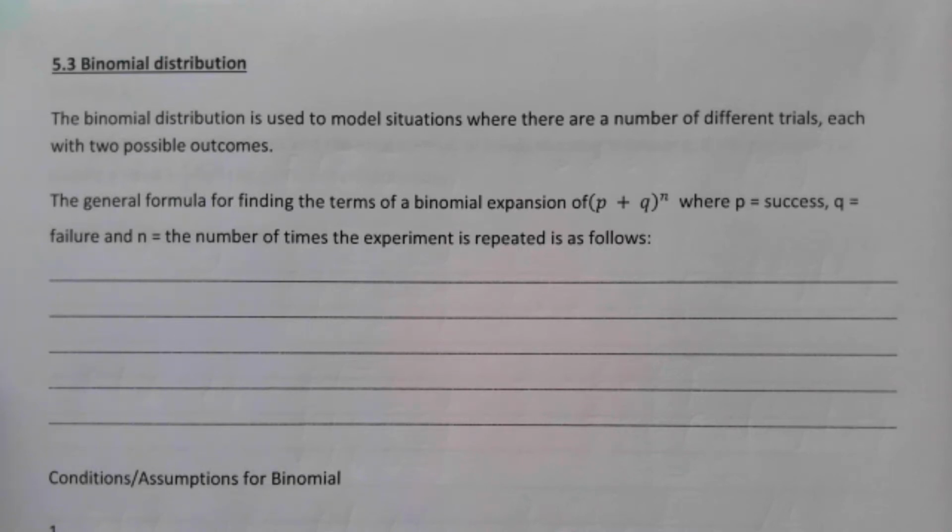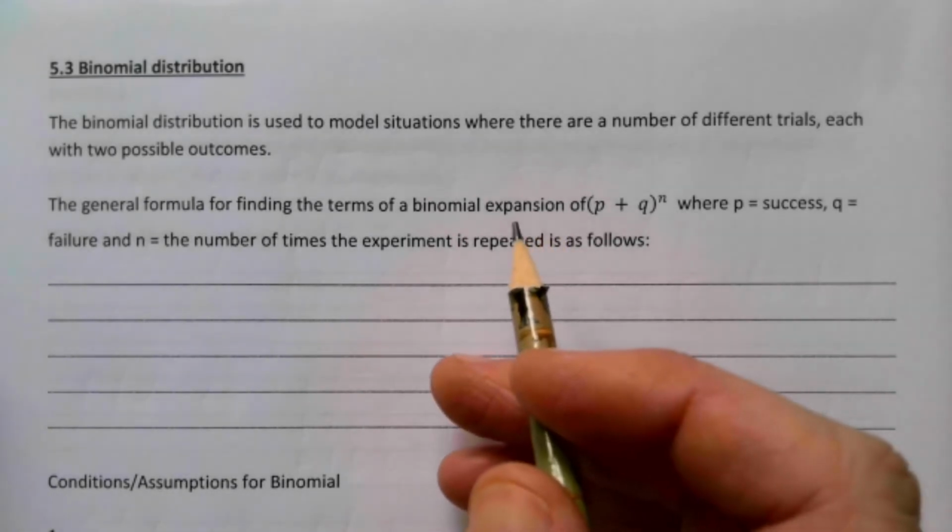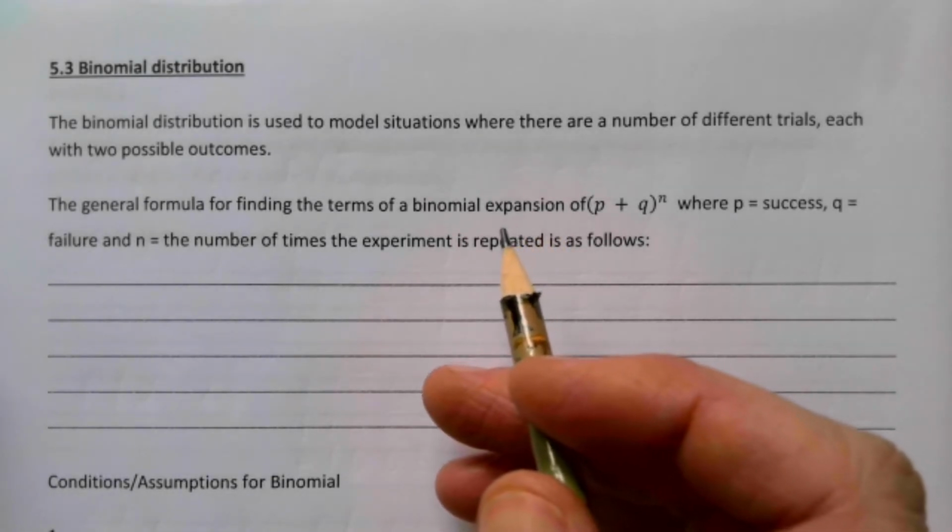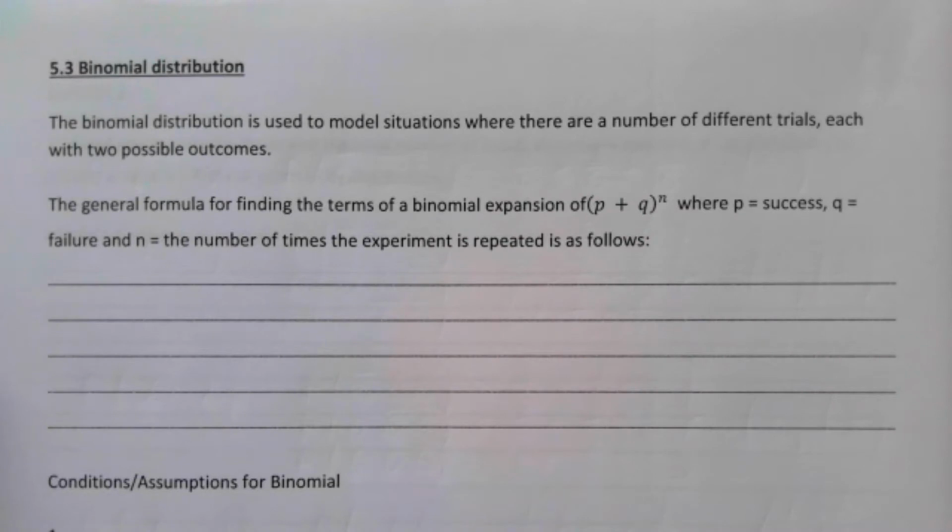This is AS Stats. We're in Unit 5, the binomial distribution, and this is 5.3. We're just starting to define the binomial distribution and how we can use it. The last video we saw rolling the dice 3 times and how it ends up looking like a binomial expansion.